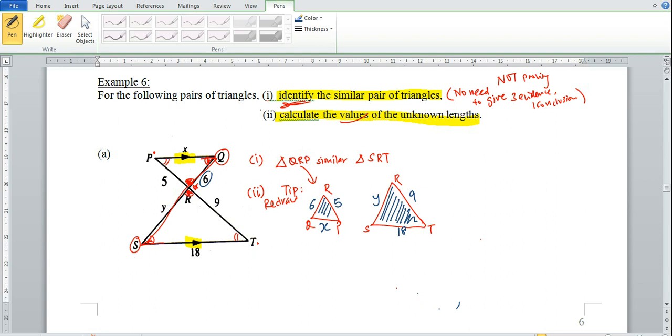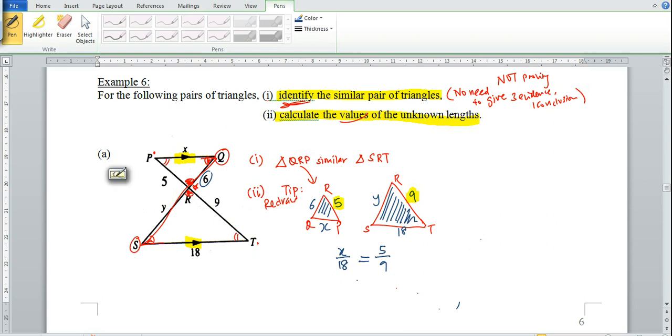And in this case, the side that has both corresponding numbers is RP and RT, which is 5 and 9 units respectively. Based on this, I can find what is X. I can form a ratio: X over 18 corresponds to the ratio 5 over 9. So I'm talking about scale factor here.